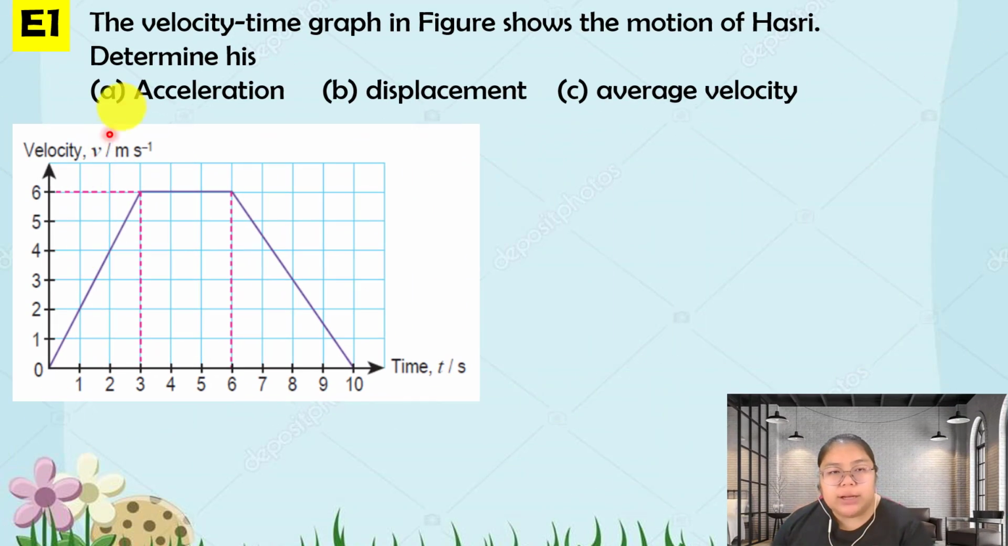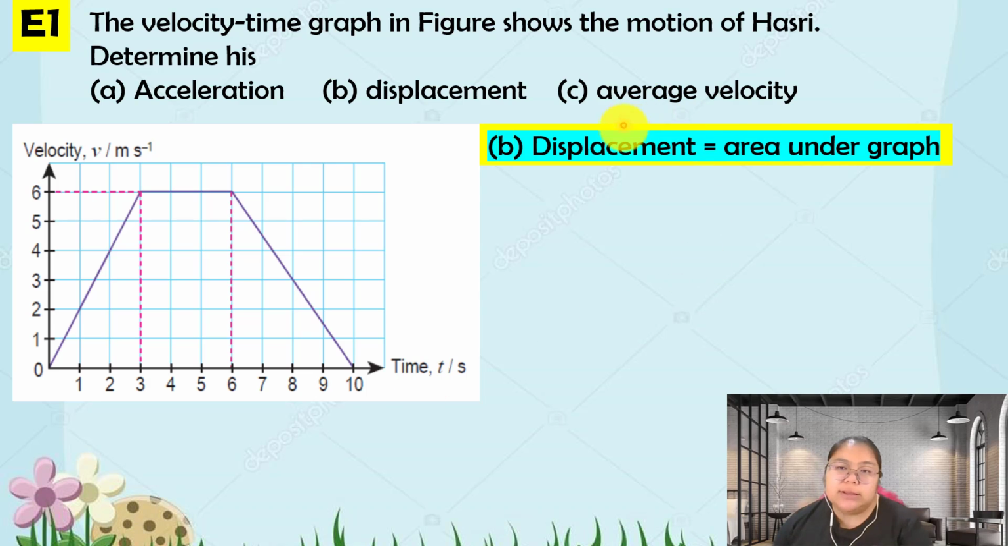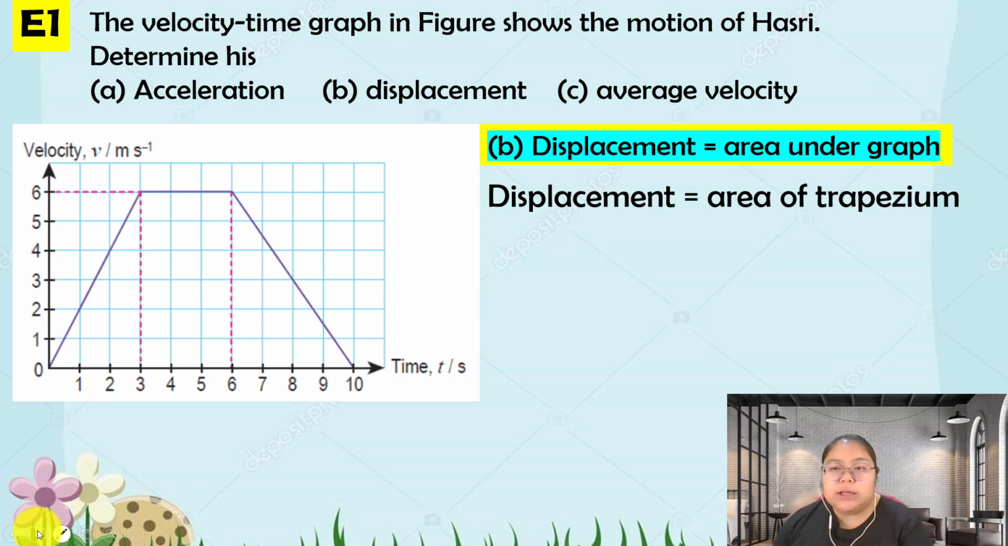Okay, now after part A, I need to find the displacement. Displacement means the area under the graph. So I need to explain first: displacement means area under the graph. So I also separate into three parts. If you don't want to separate into three parts, you can straightforwardly say this one is a trapezium. So from here, I can say displacement equals the area of the trapezium.